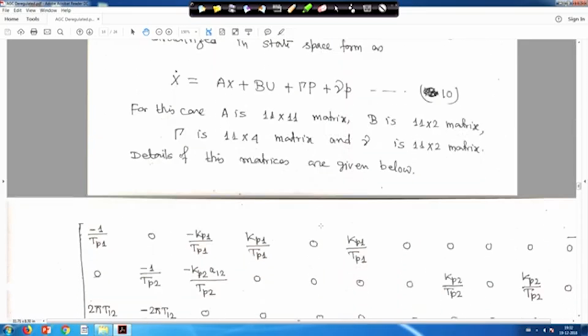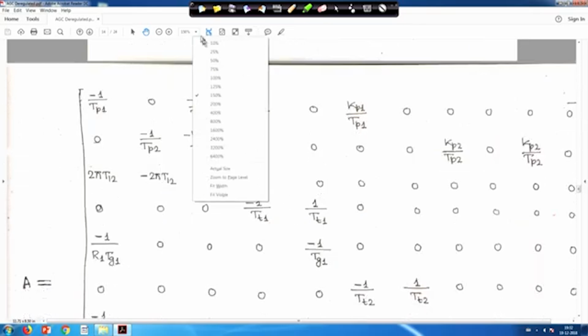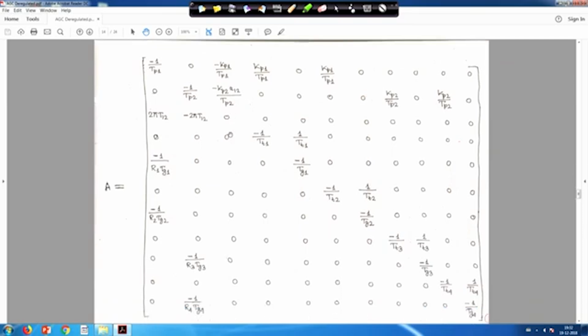So, details of these matrices are given below. So, this is my A matrix. This is completely an 11 into 11 matrix. Please note most of the elements are non-zero elements, right. So, this is your A matrix. If you write x1 dot, x2 dot, all up to x11 dot, this will be your A matrix, right.